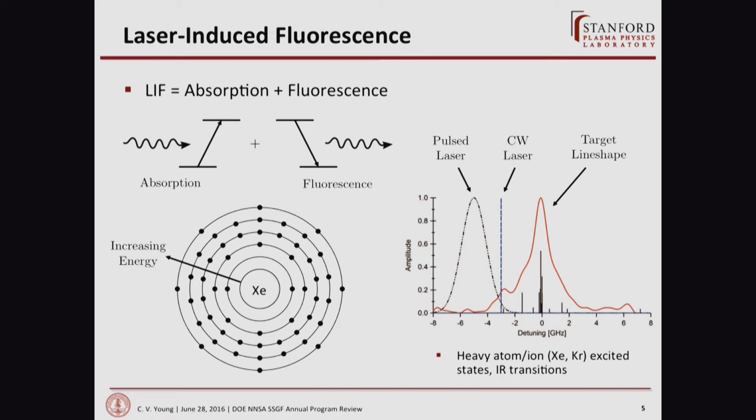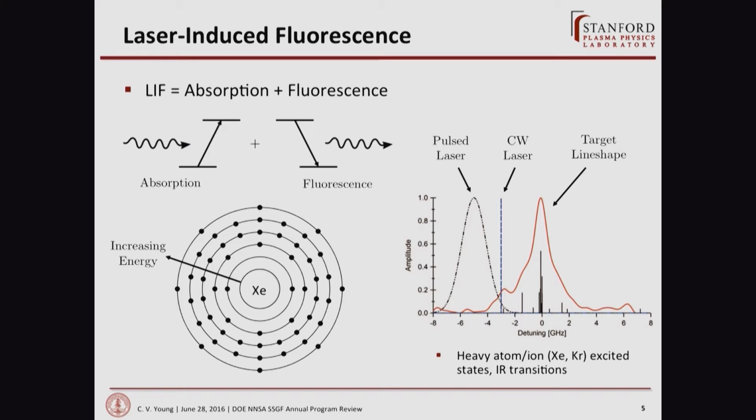So to start, LIF, really at the most basic level, is absorption of a photon. You kick up your atom into an excited state, and again, we're talking about electron excited states here. And then sometime later, that atom will decay back down. It doesn't have to be to the ground state. It could be to another excited state, and it'll emit a photon. And so these fluorescence photons are what we'll be collecting for our signal. And the particular type of plasma conditions that we're going for here, as I mentioned, was heavy atoms like xenon and krypton.